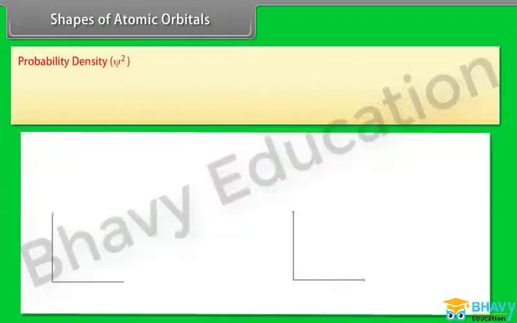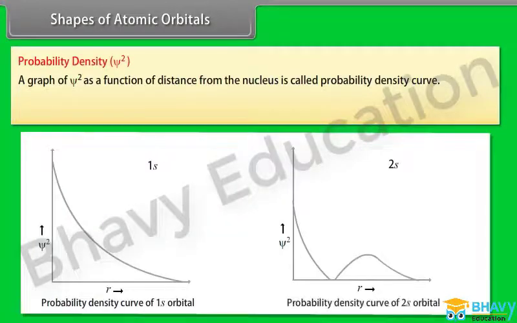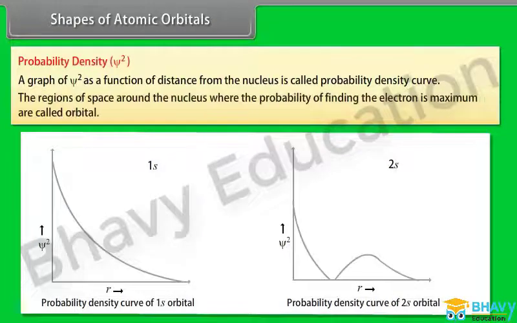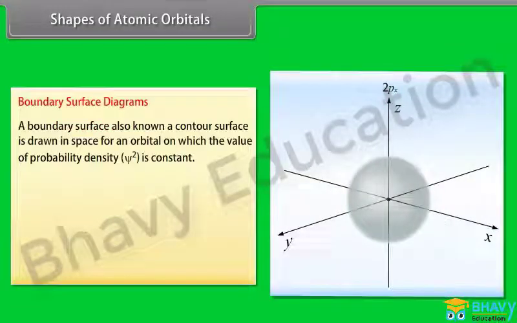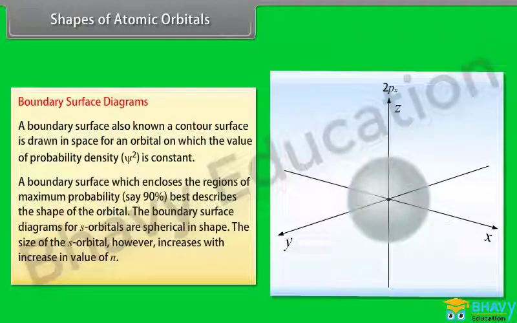Shapes of atomic orbitals. Probability density. A graph of psi square as a function of distance from the nucleus is called probability density curve. The regions of space around the nucleus where the probability of finding the electron is maximum are called orbitals. Boundary surface diagrams. A boundary surface, also known as contour surface, is drawn in space for an orbital on which the value of probability density psi square is constant. A boundary surface which encloses the regions of maximum probability, say 90%, best describes the shape of the orbital.